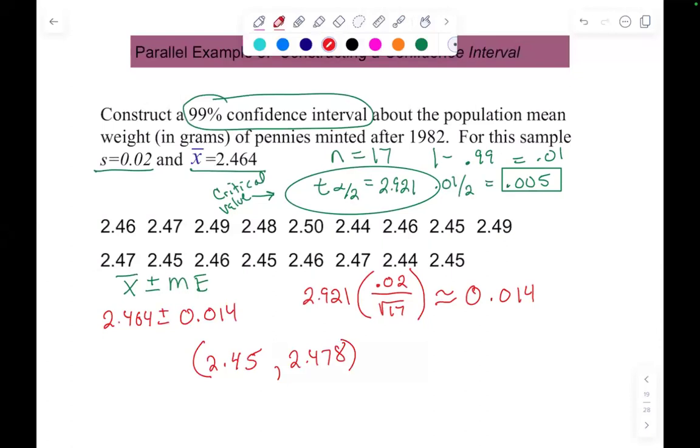So this is my confidence interval. The way that I would interpret this is I would say, I am 99% confident that the actual mean weight of pennies minted after 1982 is between 2.45 and 2.478 grams. This is how I would interpret this.